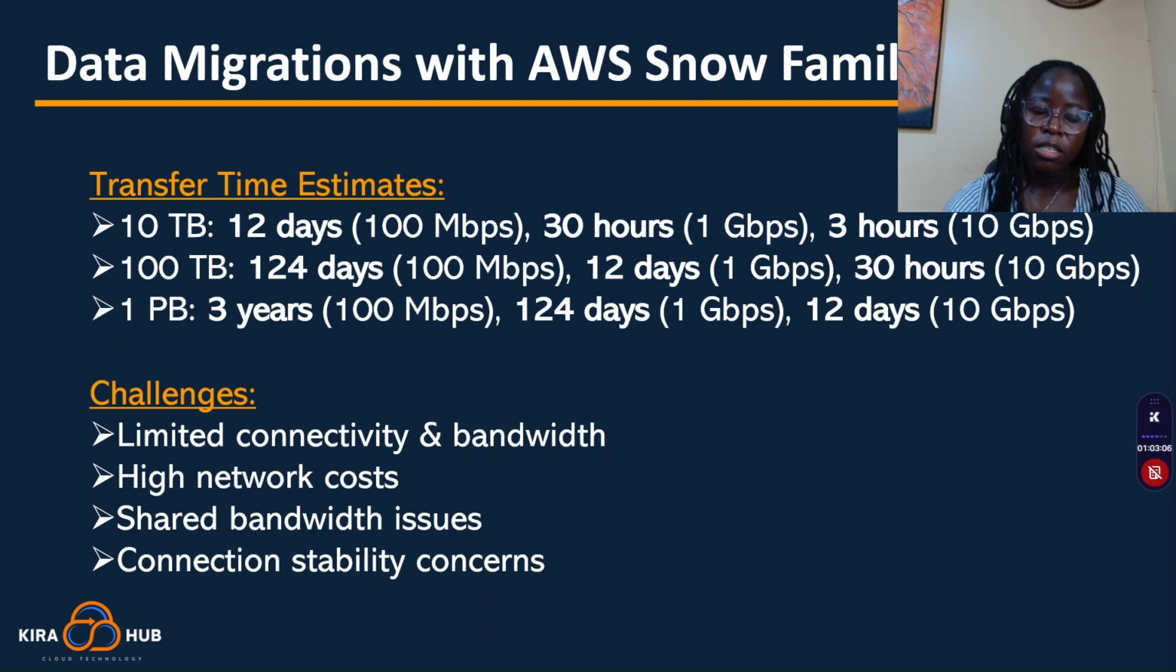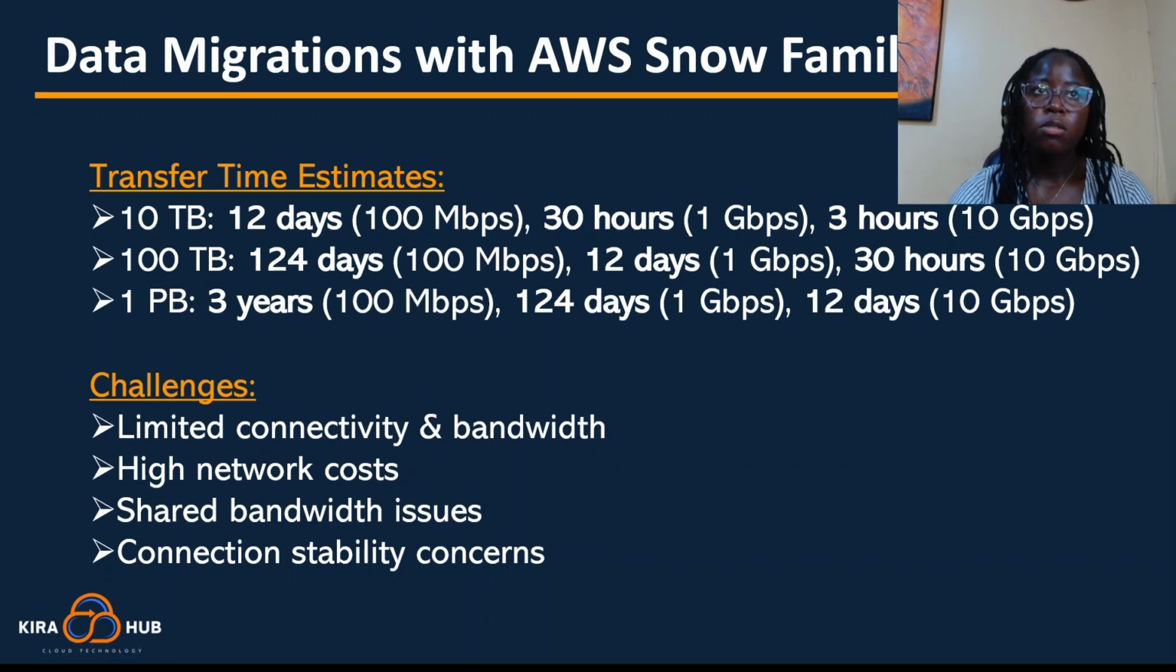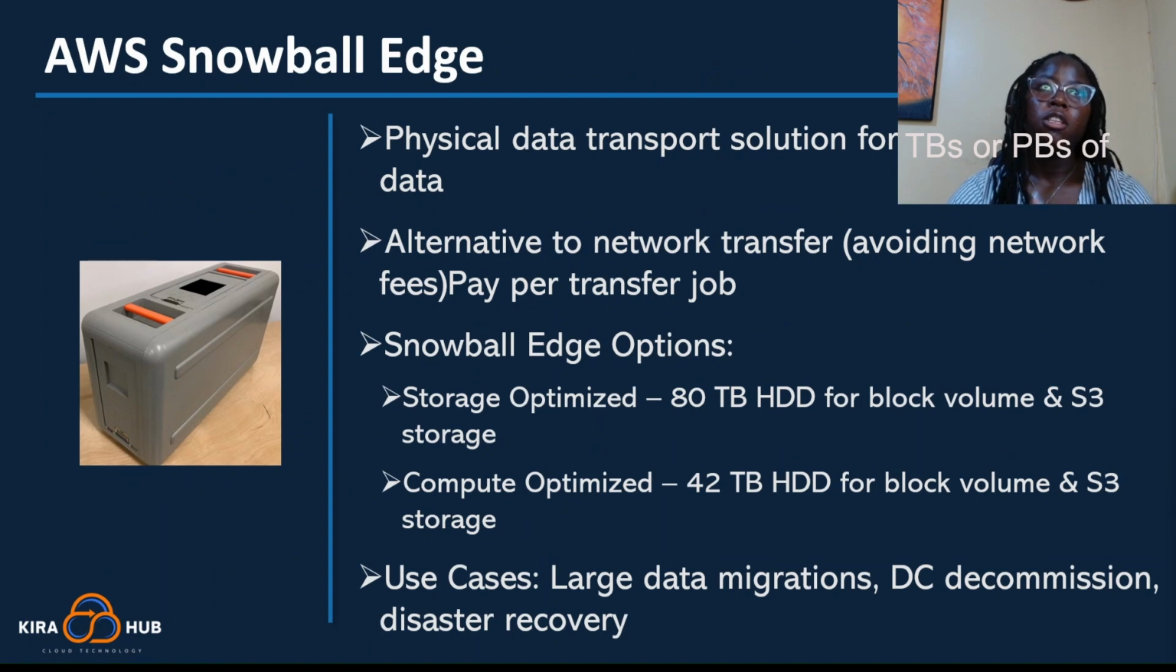So there are some challenges that we face. Maybe you have limited connectivity and bandwidth, or very high network costs, or shared bandwidth issues, or connection stability concerns. So we might need a physical or offsite data transfer solution. And for this, we have the Snowball Edge, and this is a physical data transport solution, as you can see on the diagram over there, designed to help you move terabytes or petabytes of data into and out of AWS.